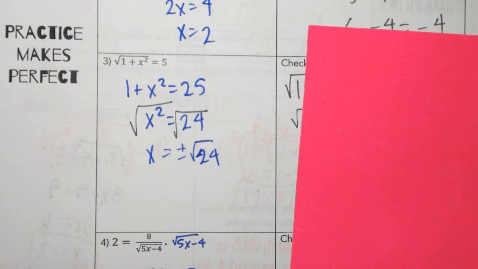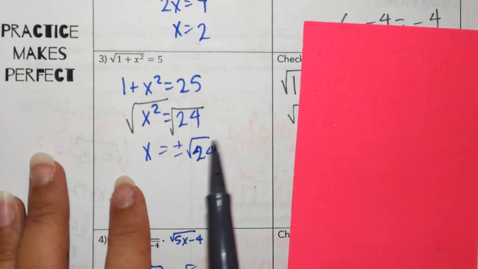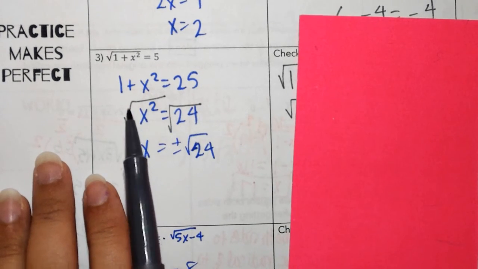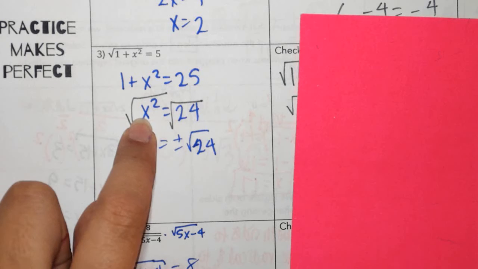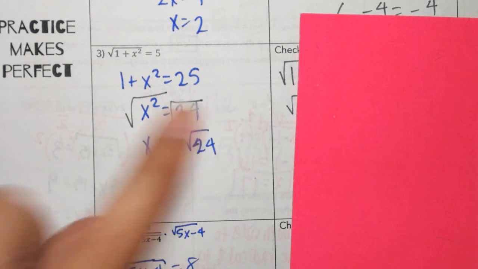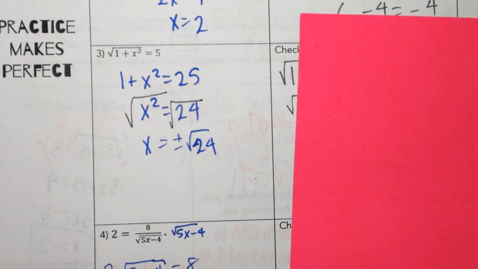I just divided them both by x. If you didn't put the plus or minus, I won't count off entirely, because you can square a negative and get the same thing. That's why you do plus or minus the square root of 24, because it could be the negative or the positive.